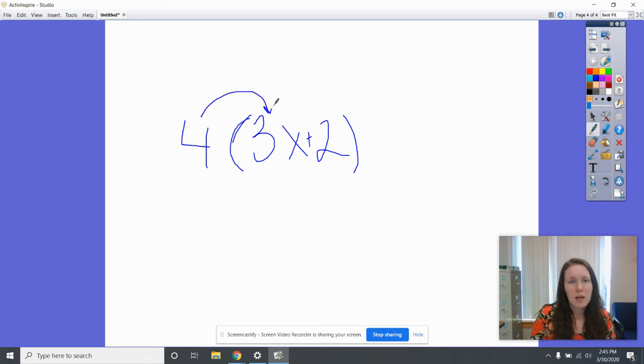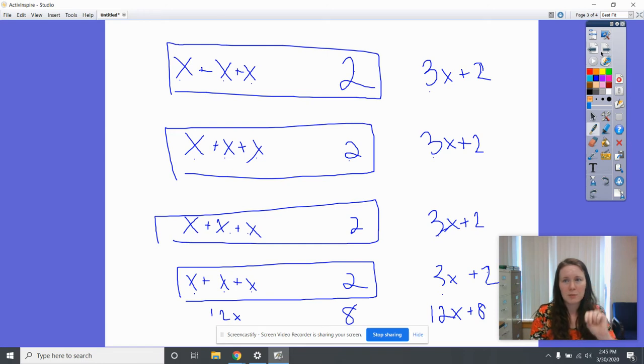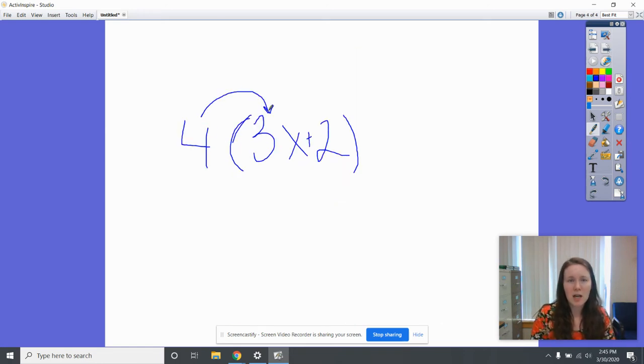So, for example, I had the 3 x's, right? These 3 x's, I had those 4 times. So I'm going to multiply 4 times 3x because that means I had that chunk of 3 x's, I had it 4 times. So 3 times 4 is 12. And because there's an x attached to it, I put the x on the end.